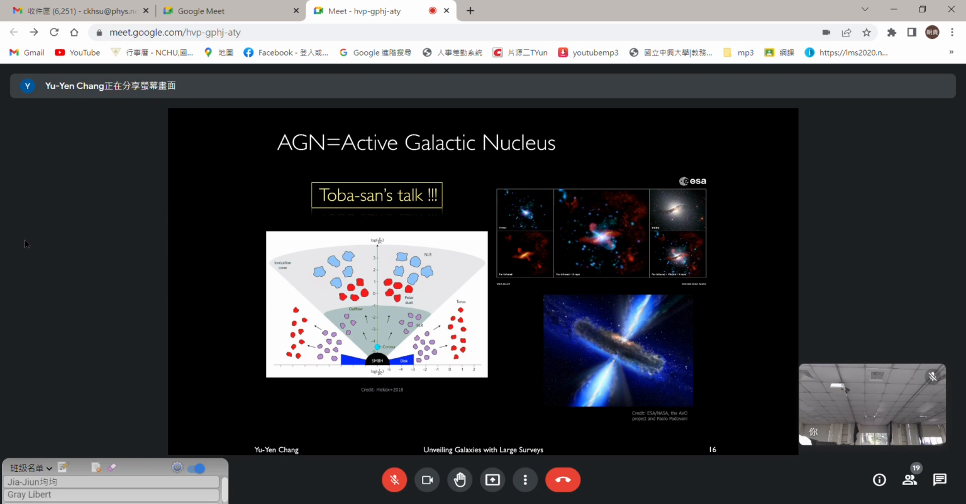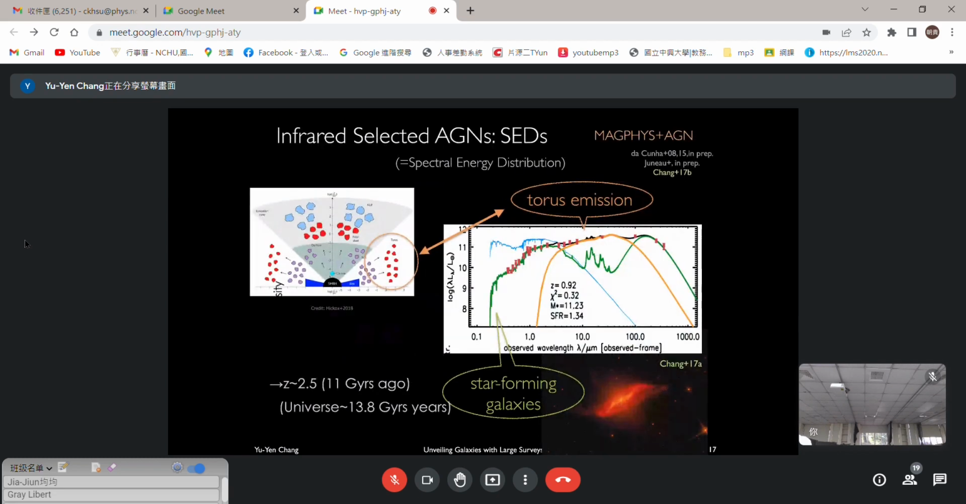Here I would like to introduce infrared-selected AGNs. This is work we have done before. For infrared-selected AGNs, we are able to use spectral energy distributions, SEDs, to separate the AGN structures. With the orange curves in the SED on the right, you can see we separate the SEDs into star-forming galaxies and the AGN torus emission parts. Therefore, we are able to get their physical properties.